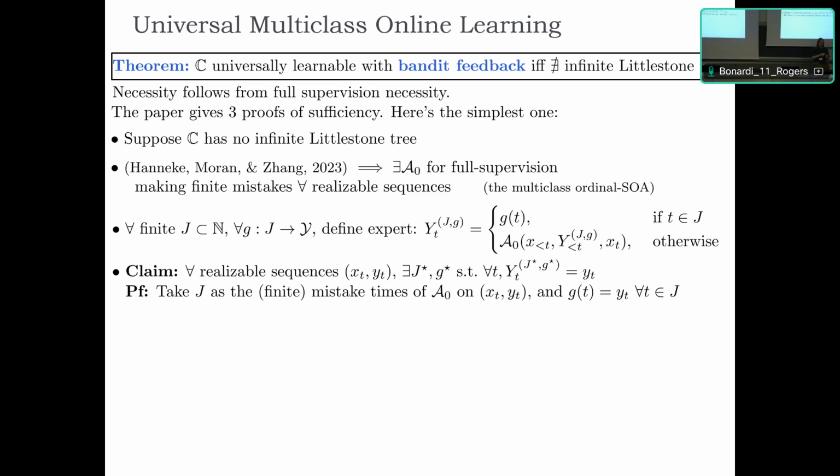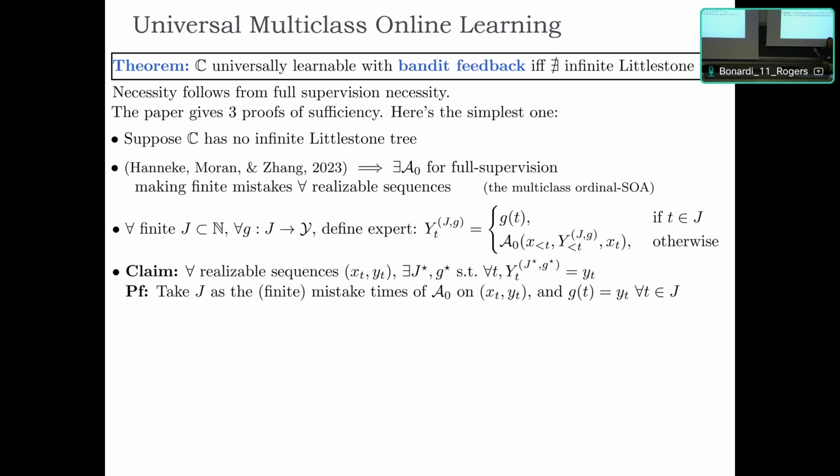So at each time t, if t is one of the special times in the set J, then the expert just gives the g of t label that's associated with that time. Otherwise, it gives the output of A0 when you feed it a history that's the x's up to that time t, and the expert's own labels. So we're not even looking at any information about the true labels here. We're just generating based on the x's, and then we're remembering what that expert did in the past and feeding it into the A0 algorithm as the labels.